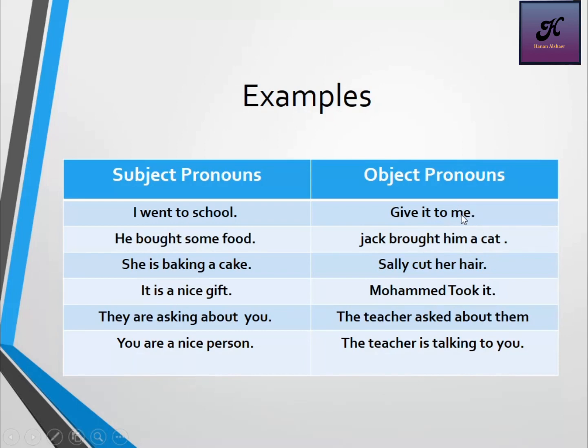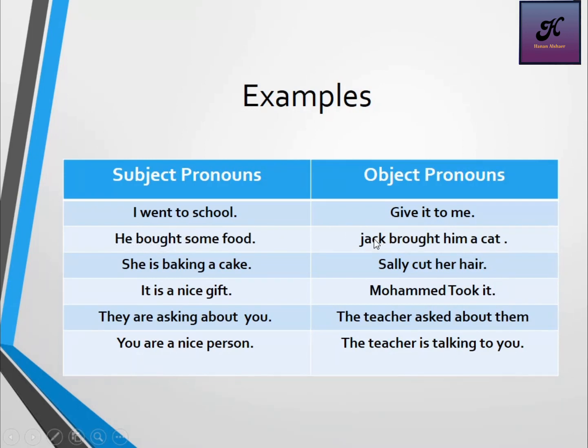So me here is the what? The pronoun that is taking the action. So me here is an object pronoun. On the other hand, we have he for a boy or one person who is a male. He bought some food. Who is doing the action? He. So we put it before the verb.